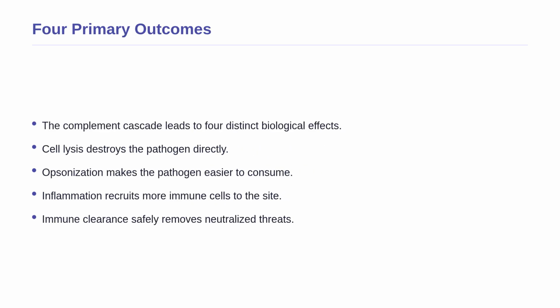This massive counterattack leads us to the core of our topic. Once the complement protein cascade is triggered, it ultimately leads to four primary biological outcomes. These are cell lysis, opsonization, inflammation, and immune clearance. Each of these consequences plays a unique and vital role. Some directly attack the bacteria, while others act as support mechanisms to help the rest of your immune system do its job more effectively. We will now break down each of these four consequences to understand exactly how they protect you.